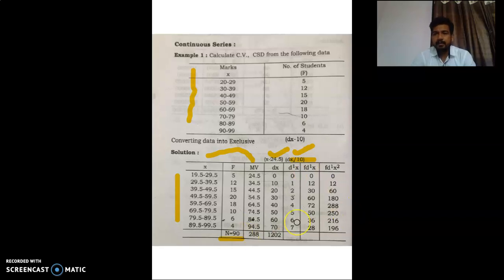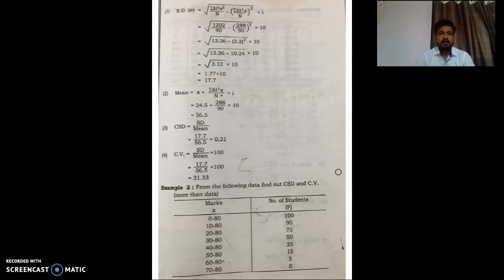So I just explained this entire table in which we had these two figures given. We calculate the mid value, then we calculate dx assuming 24.5 as the assumed mean. Then we calculate d dash x, then f d dash x, then f d dash x square, and all those things we are going to use in our formula. I hope you understand this tabulation and its calculation very well. We will move to the next slide.